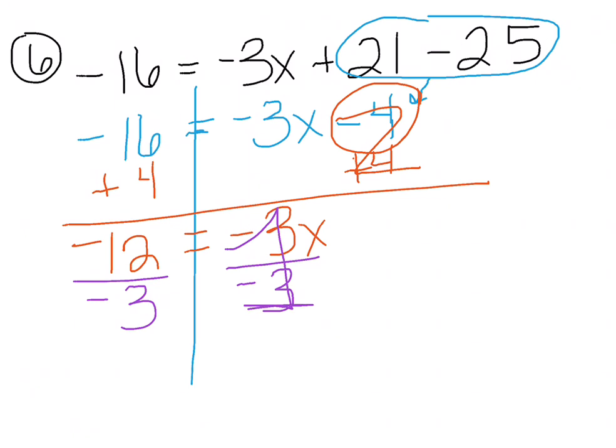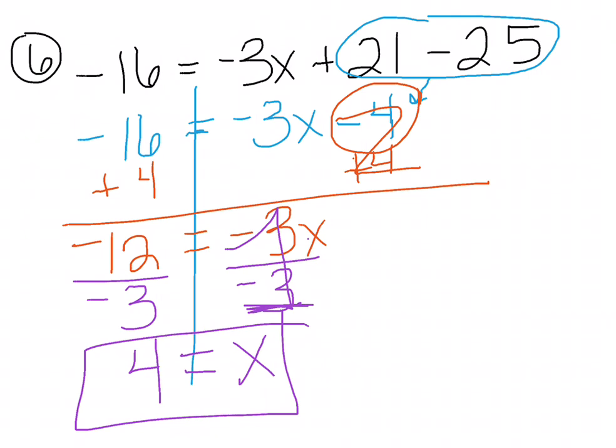Negative 3 divided by negative 3 is 1. And that's what we need because 1 times x is x, and that's what I need left over. And negative 12 divided by negative 3 is a positive 4. So your answer for that is x equals 4. You can also write it as 4 equals x.